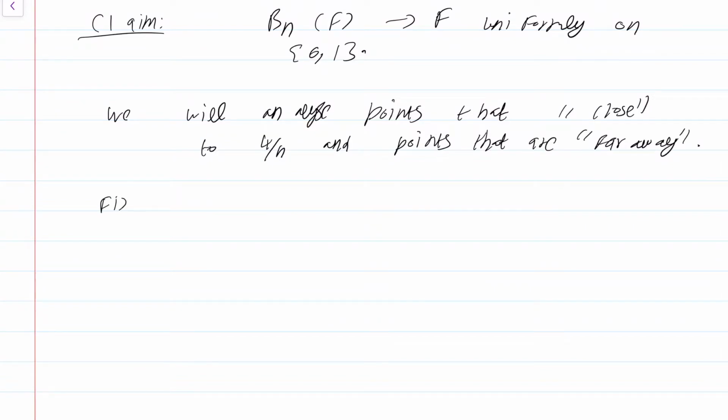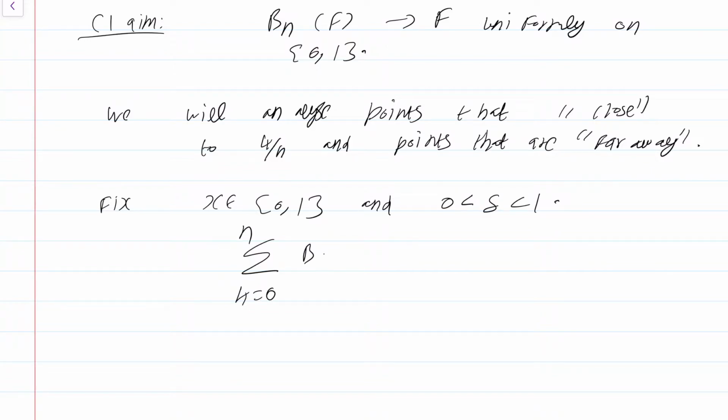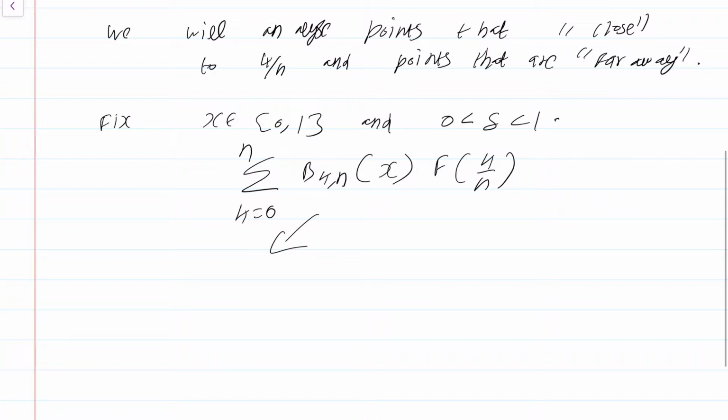Fix x in the closed interval [0, 1] and 0 < delta < 1. Now we want to analyze the summation k equals 0 to n of b_{k,n}(x) f(k/n). This is what B_n f is. To analyze this, we will just focus on the sum of the Bernstein polynomials. First, we will consider the summation over |k/n - x| >= delta of b_{k,n}(x).